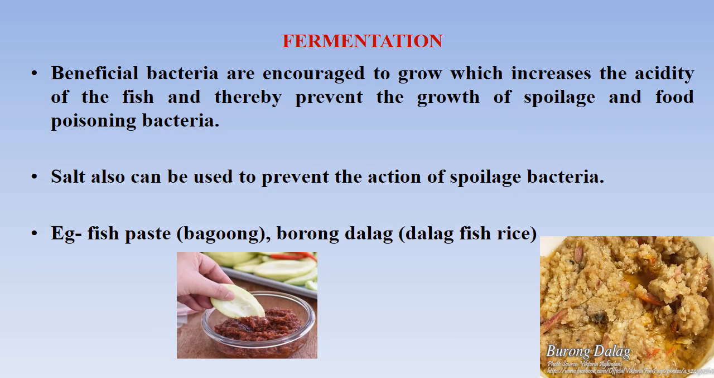The last method is fermentation. This is again an old practice for encouraging bacterial growth, which increases the acidity. Lots of beneficial bacteria grow by fermenting and producing acid and increase the acidity. So most of the organisms, pathogenic or spoilage, cannot grow. Sometimes salt is also added to prevent some of the spoilage organisms. Fish paste is one of the common fermented fish products. Similarly, there are other fish with rice fermented products which are common, and this can help in preservation. Nowadays there are modern advanced methods for fermentation using lactic acid bacteria. Those details we will discuss separately in other lectures.